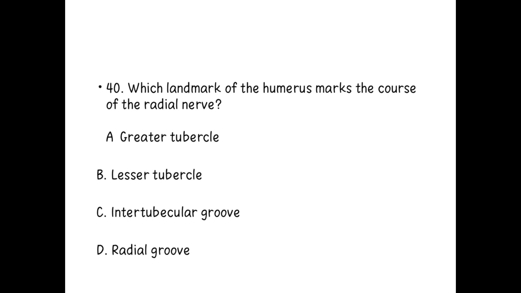Number 40. Which landmark of the humerus marks the course of the radial nerve? A, greater tubercle. B, lesser tubercle. C, intertubercular groove. D, radial groove. I believe I have explained that before, earlier in this same tutorial video. So the greater tubercle is not the answer. The lesser tubercle is not the answer. The intertubercular groove is not the answer. The right answer here is the radial groove.